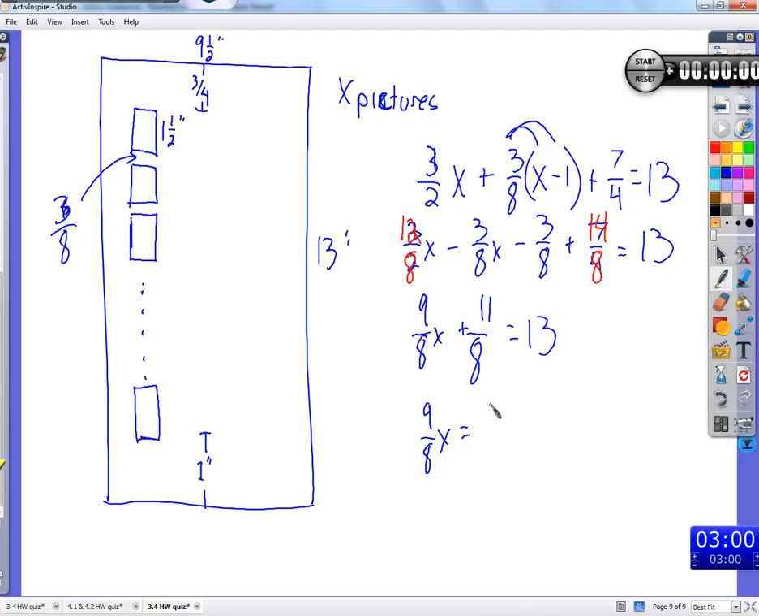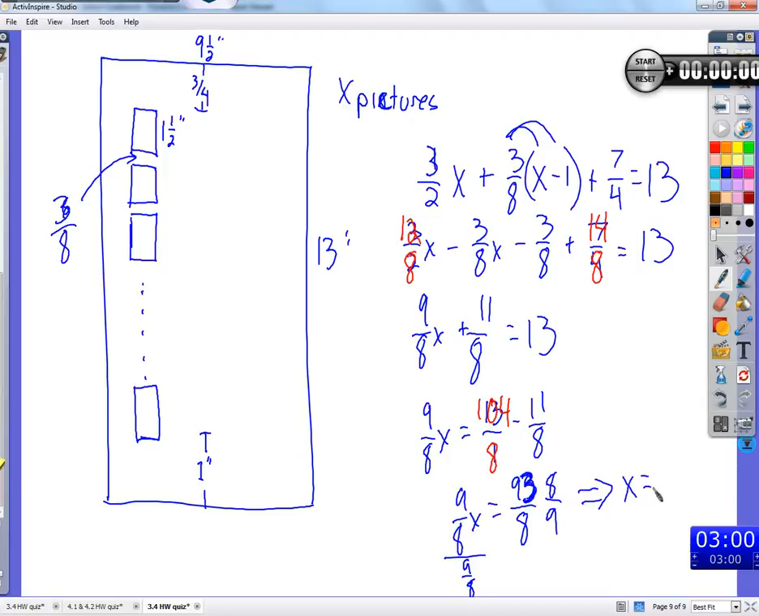13 minus 11 eighths. 13 over 1 minus 11 eighths. We need a common denominator of 8. Multiply 13 times 8. By 8 ninths on this side, when we divide by a fraction, multiply by the reciprocal. Let's see, the eighths cancel each other out, so we just get 93 divided by 9.